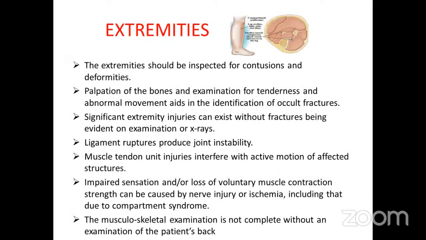And most important is the extremities, which we usually overlook. The extremities should be inspected for contusions and deformities. The palpation of the bones and examination of tenderness is needed. A ligament rupture produces joint instability, and impaired sensation and loss of voluntary muscle contraction or strength usually refers to a nerve injury or ischemia. So you should be careful in ruling out a compartment syndrome as well. And a musculoskeletal examination is not complete without examining a patient's back.